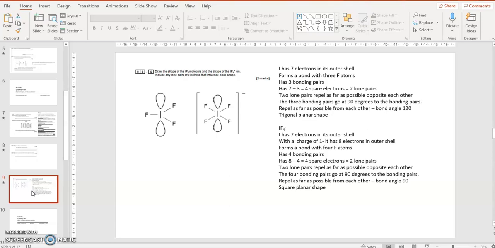Bond angle in IF3 is 120. You only describe the bond angle between the bonded pairs, and it's 90 degrees in a square planar shape, IF4 minus. Where do we put the minus? Easiest if you just put square brackets around it and a minus.